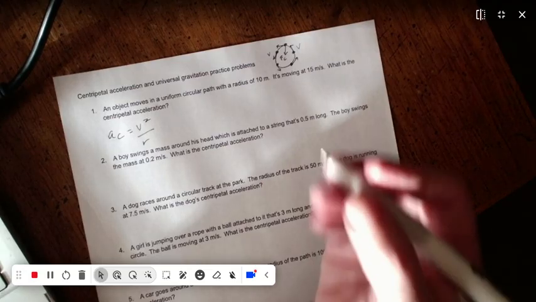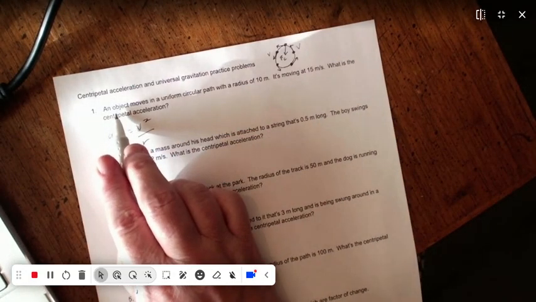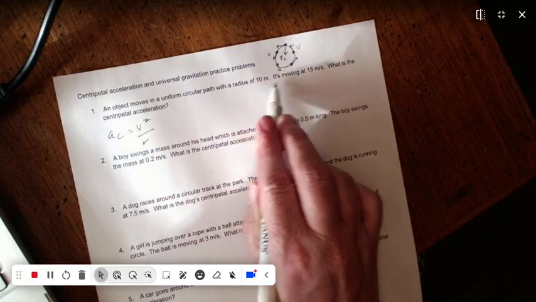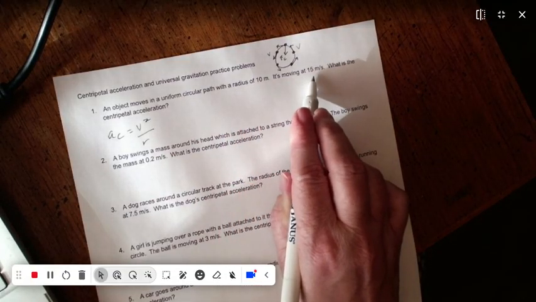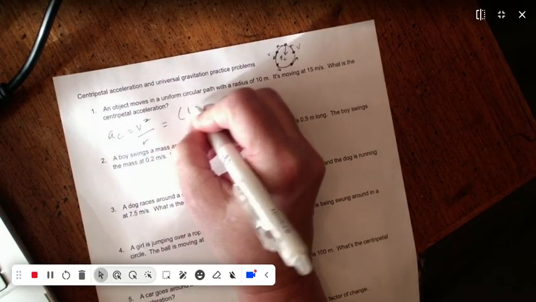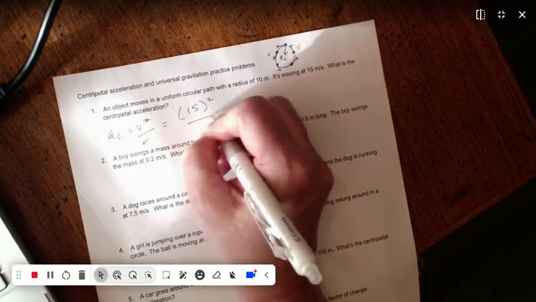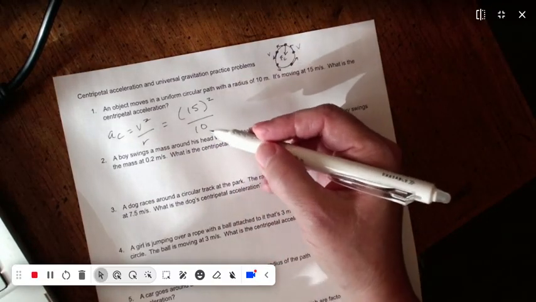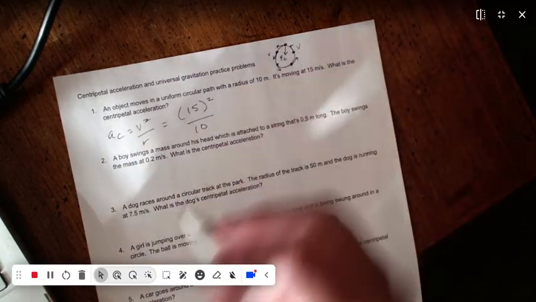Okay. So in this first example, an object moves in a path with a radius of 10 meters. It's moving at 15 meters per second. What's its centripetal acceleration? We have 15 squared divided by 10. 15 is our velocity. We're squaring that. Our radius is 10.